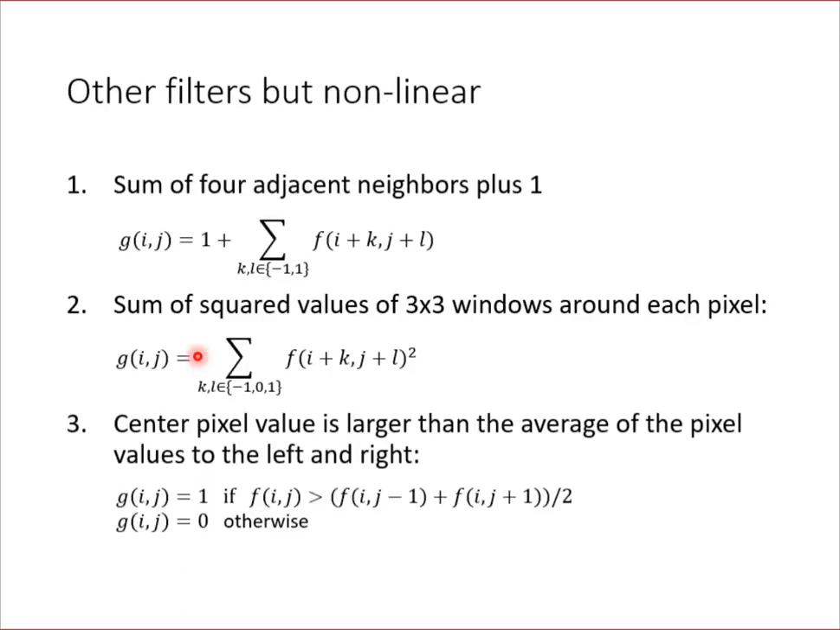And okay, so let's see some examples. These three are also filters, but they are nonlinear. For the first one, you sum the four adjacent neighbors plus one. So i, j are the indices of the image. And G of i, j means the new value of the pixel. And F is the original image intensity. Okay.